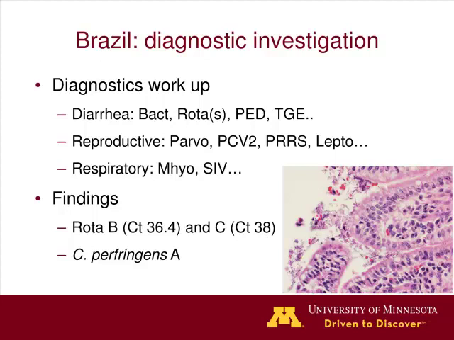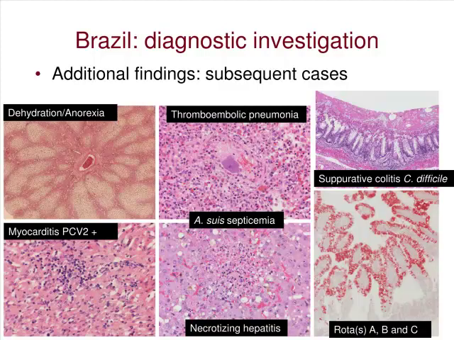And on the other case, sometimes we got some secondary change, and sometimes we got myocarditis, and we got a little more excited, and then we got PCV2 positive. As we know, in neonatal piglets it could cause myocarditis. Some ASUs, and Daniel mentioned the colitis for C. difficile. It is not consistent. In some cases we have it, in some cases we don't. Rota A, B, and C are also associated, but not always.